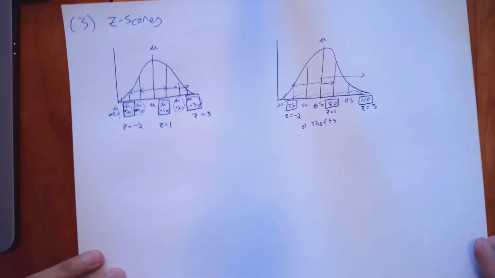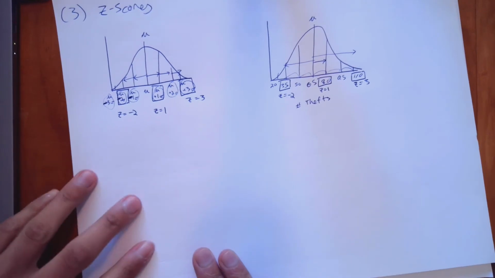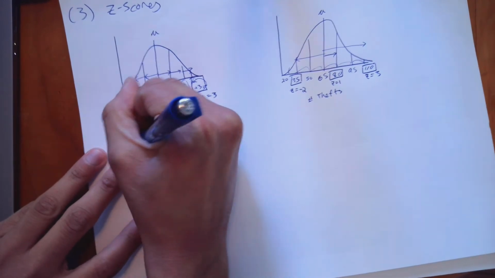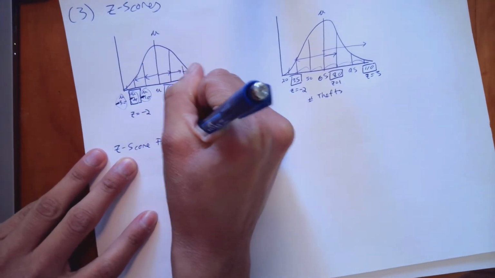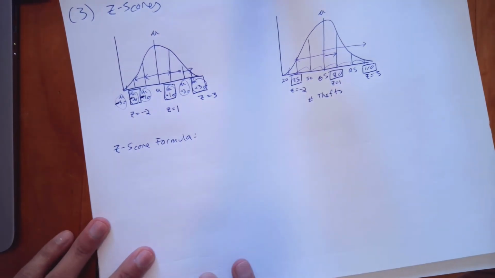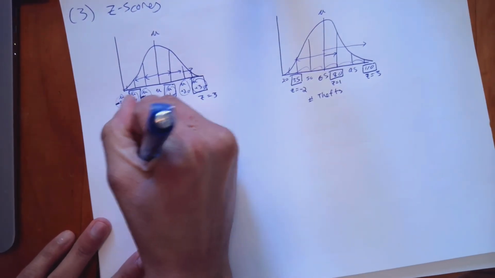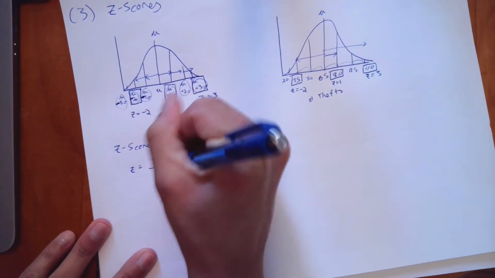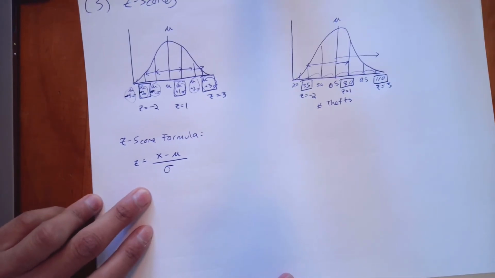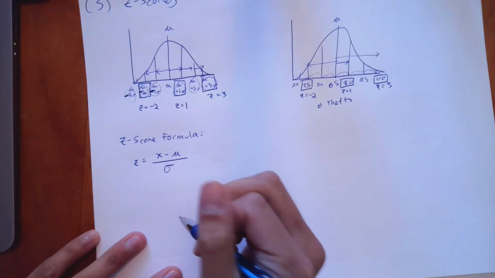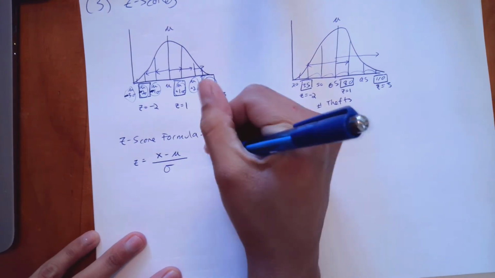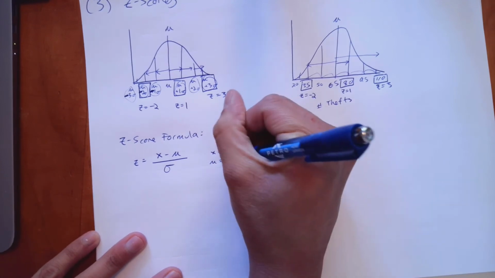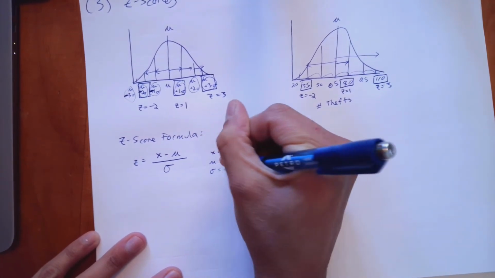The nice thing about z-scores, though, is that you can find them for any value. And in order to find a z-score for any value, you're going to use the z-score formula. And our z-score formula is going to look like this. z is equal to x minus mu over sigma, where x is some value, mu is your mean, and sigma is your standard deviation.